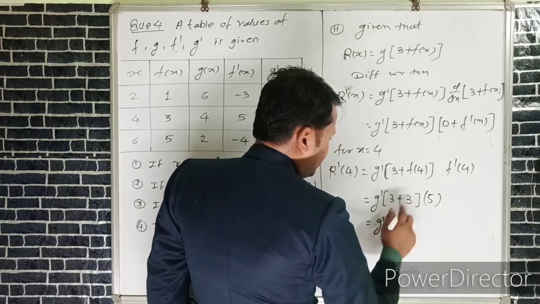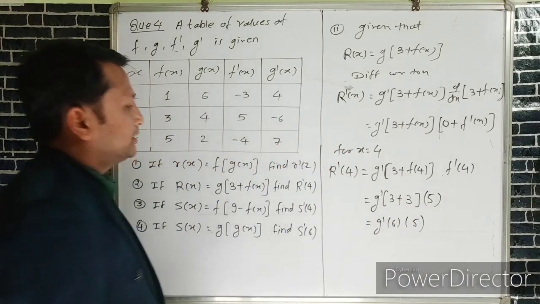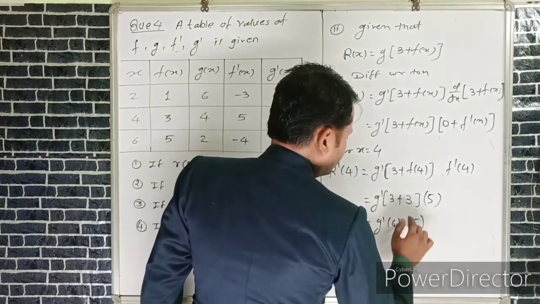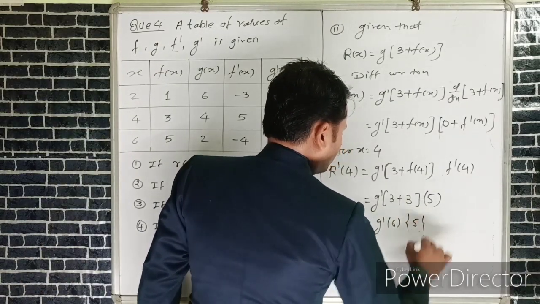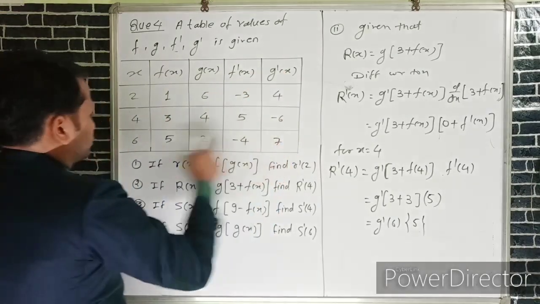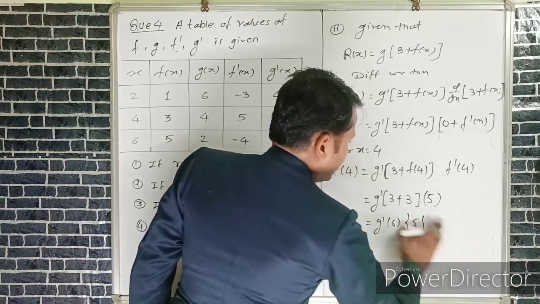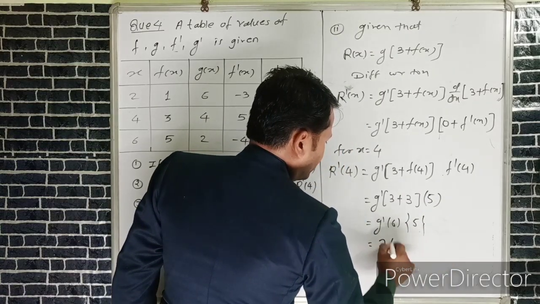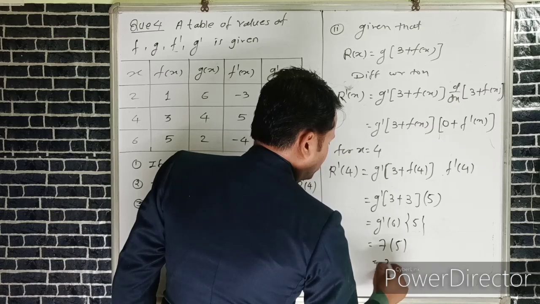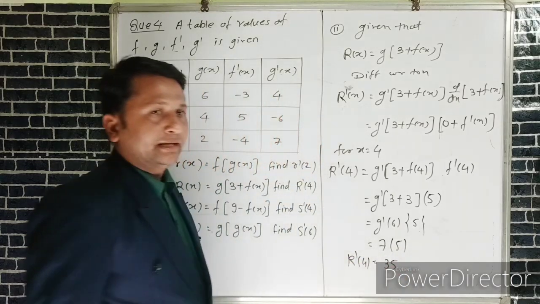Here we get 3 plus 3 is 6, into 5. We know that g dash of 6 is equal to 7. The value of g dash of 6 is 7. 7 into 5 is equal to 35, which is the required value of r dash of 4.